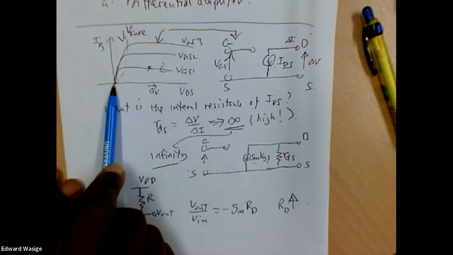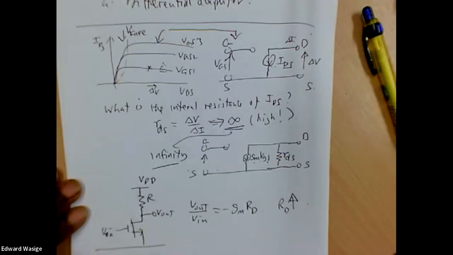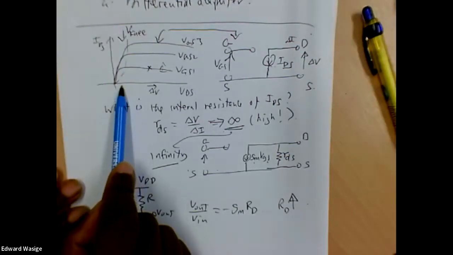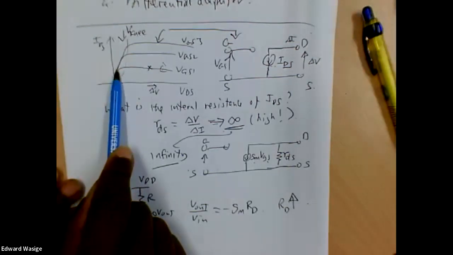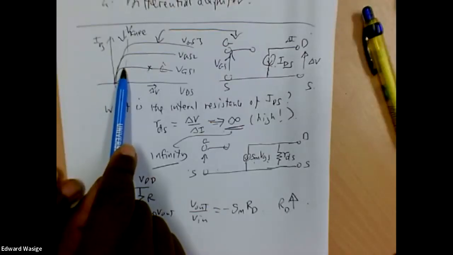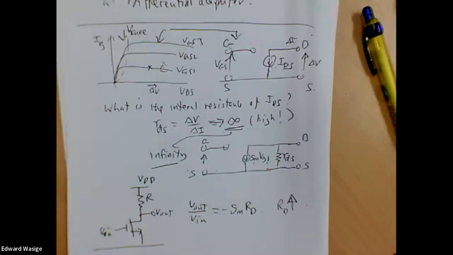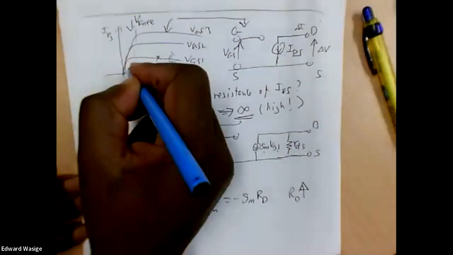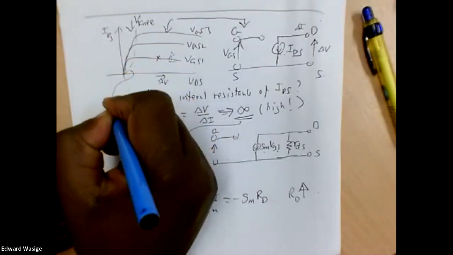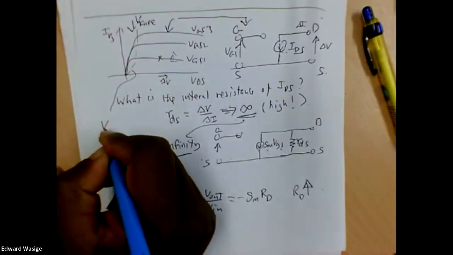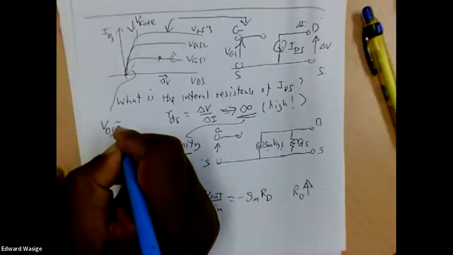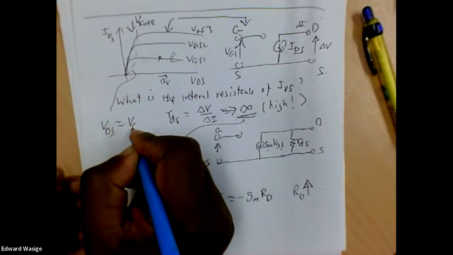So for low drain to source voltages, the current increases linearly, but after some point, it flattens out. This point at which it flattens out, so for this curve here, VDS is roughly equal to VGS.